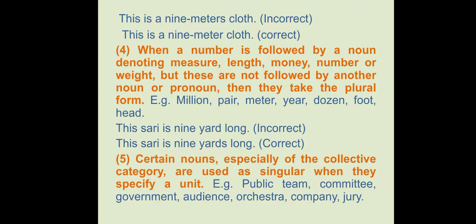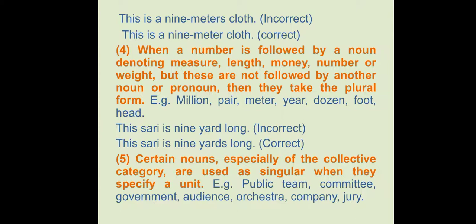Now, the next rule you need to keep in mind is when a number is followed by a noun denoting measure, length, money, number, or weight, but these are not followed by another noun or pronoun, then they take the plural form. Example: million, pair, meter, year, dozen, foot, head, etc. Example: this sari is 9 yard long, which is incorrect, and this sari is 9 yards long, which is correct.